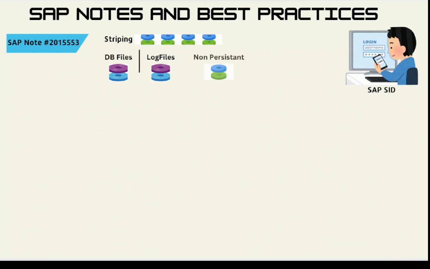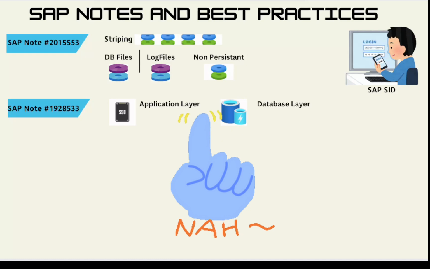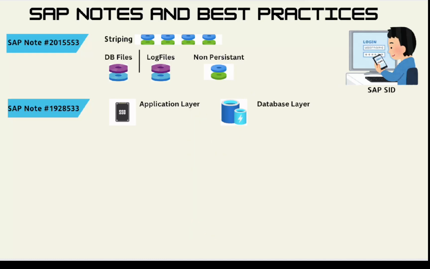Next, we have got SAP note number 1928533. Let's understand what it says. It says that keep your SAP application layer and the database layer in different kind of drives. So at the minimum, for the application layer, use Azure SSD, and if your database is super sensitive to latency and super performance hungry, then use premium disks. Don't skimp here. Premium storage gives you that extra boost that you will need.